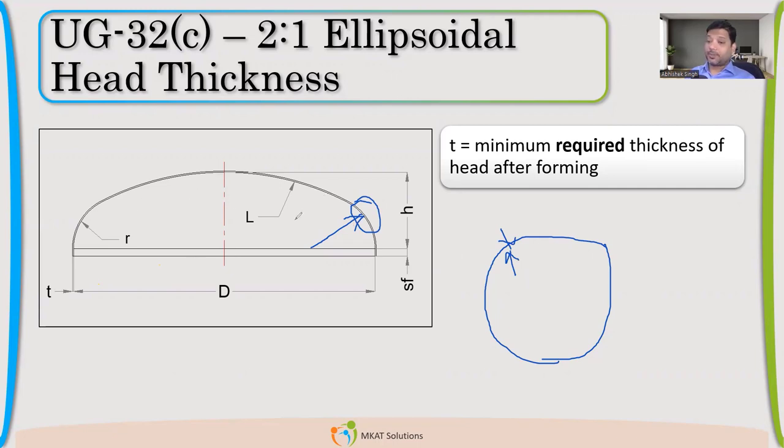But when we form a head, because this knuckle is very sharp, we get some thinning happening at the knuckle. That is the part where normally the thinning happens. So if I get a required thickness, that required thickness is after the forming. Whatever thickness we get as per formula gives us the final thickness. So I have to select a nominal thickness such that even after the reduction of thickness because of forming, the thickness will be more than what is required for that shape.